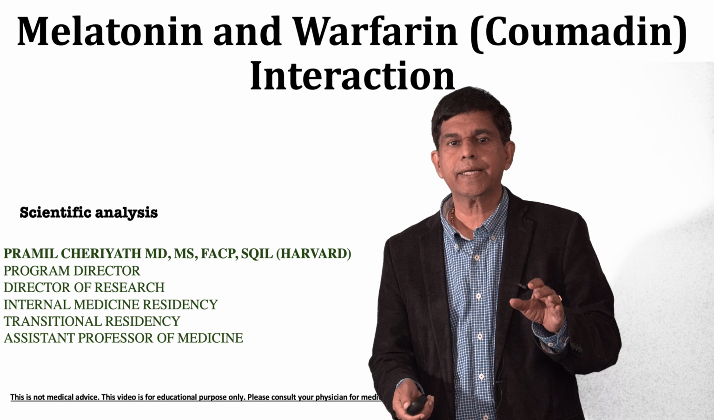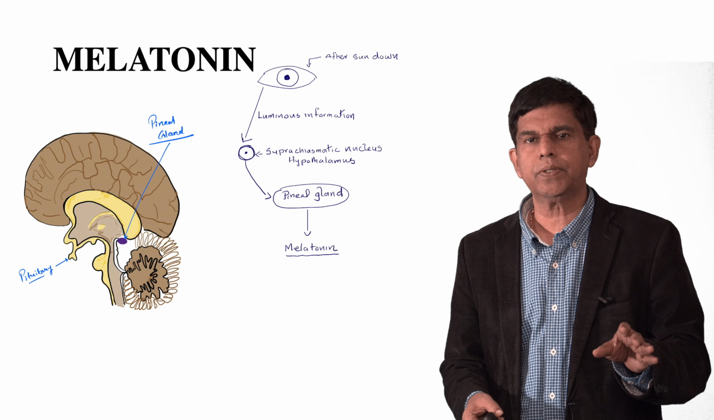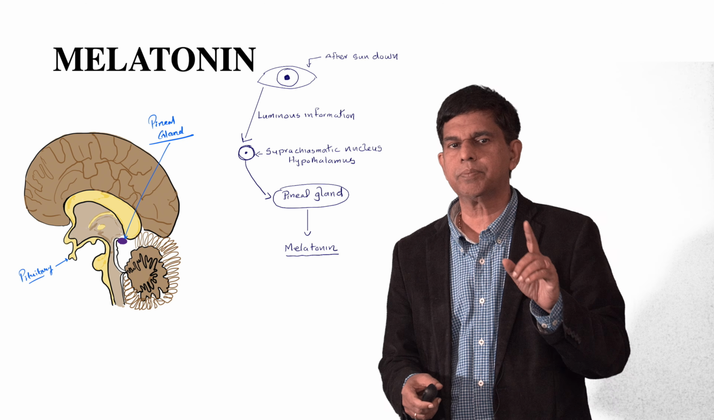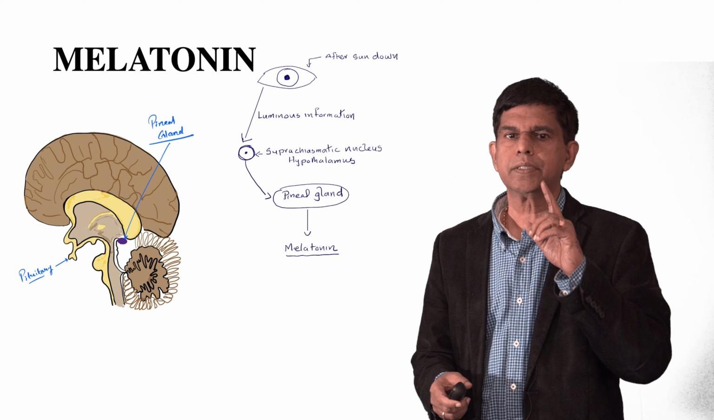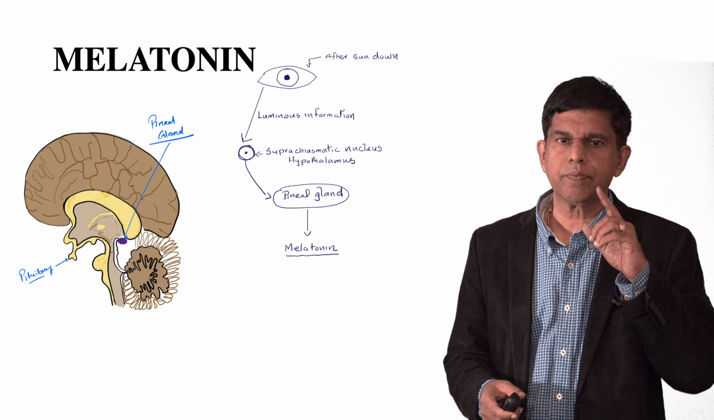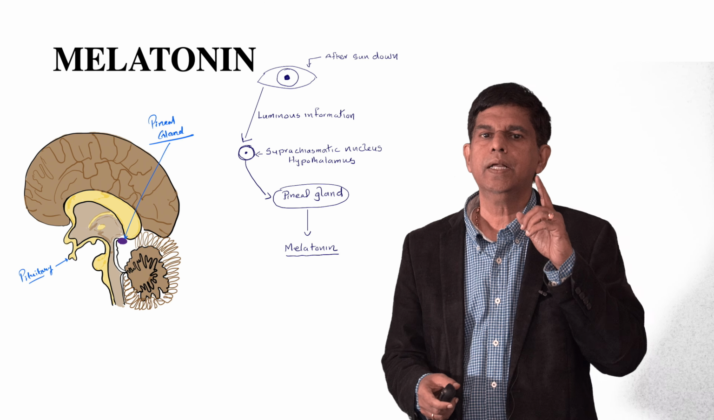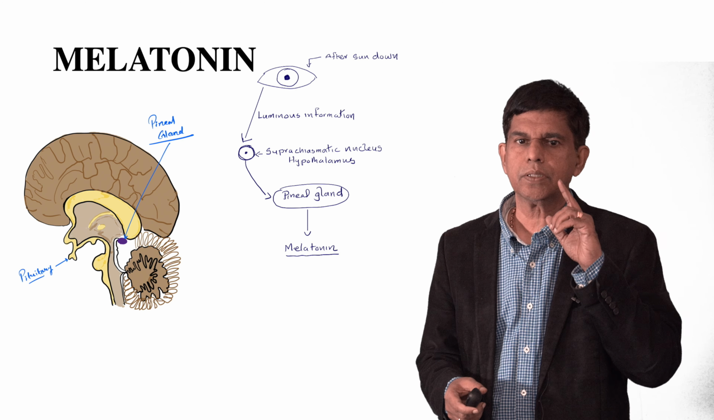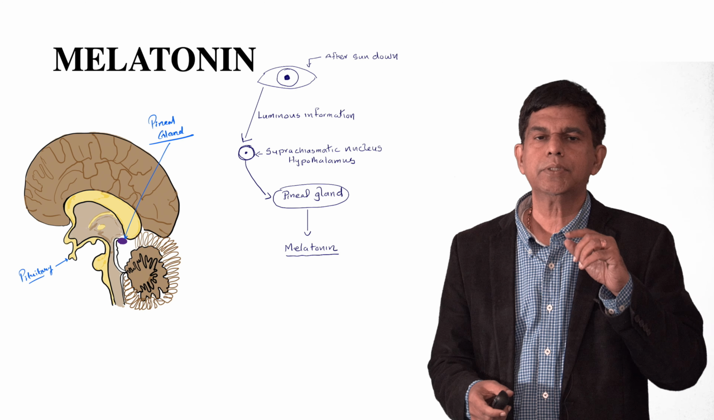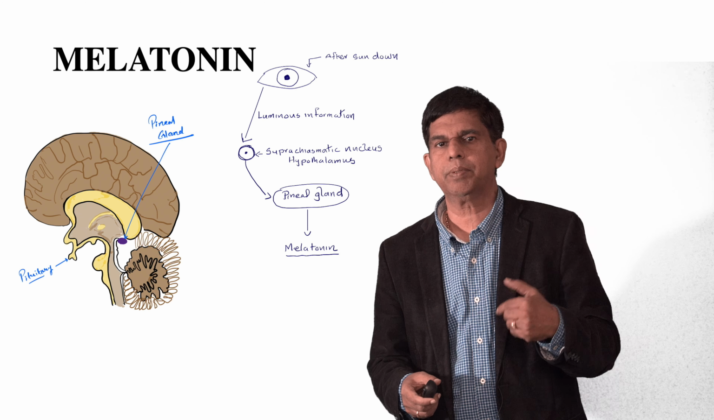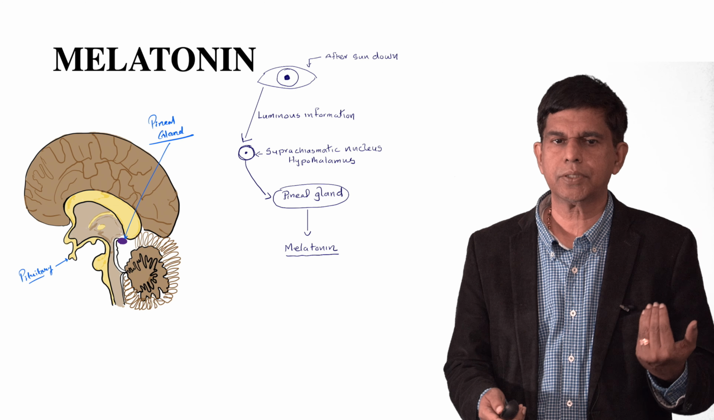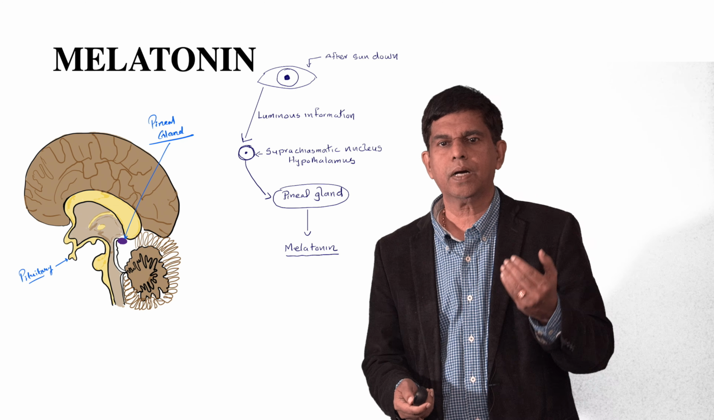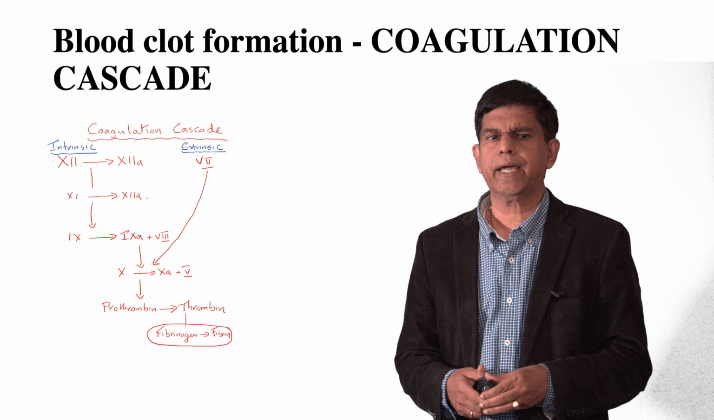So let's get to our subject. Melatonin is produced by the pineal gland. Luminous information comes from the retina and goes to the suprachiasmatic nucleus in the hypothalamus, and then a signal goes to the pineal gland, which starts secreting melatonin. So how does it work on the coagulation cascade?